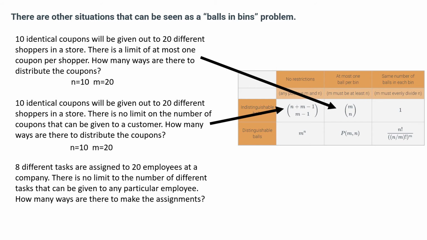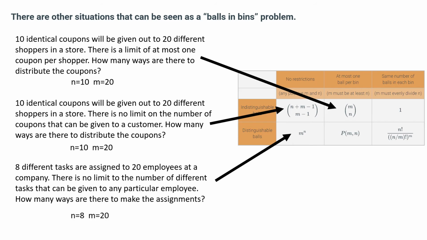Okay, but the key part here is that they are different tasks. So one might be vacuuming, and another one might be cleaning the kitchen sink. So anyway, they're completely different. So we would go over to the table and say, well, this is a balls and bins problem, but the balls would be distinguishable. They are different. So we would come down to the bottom line, and there's no restrictions, so that would be this one right here, M to the N.